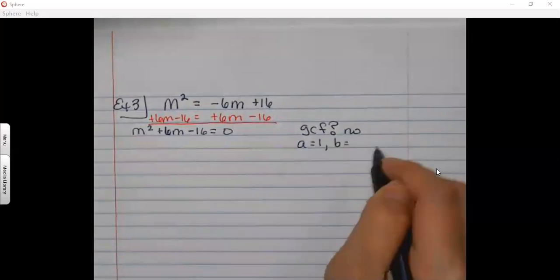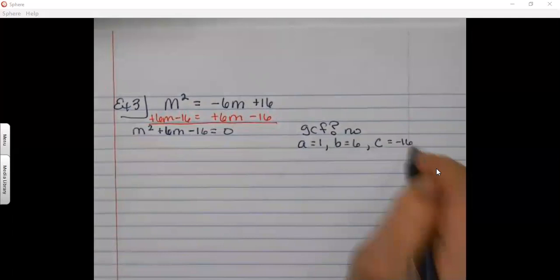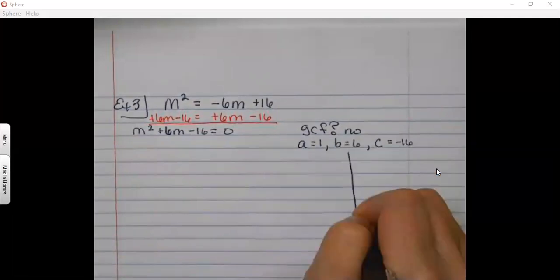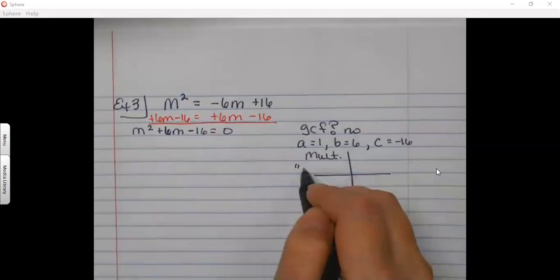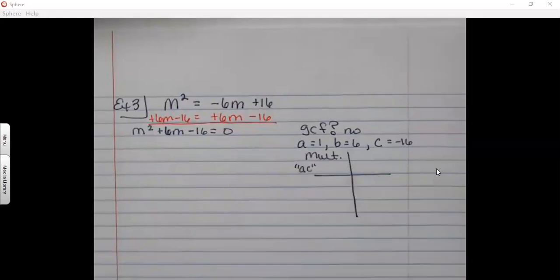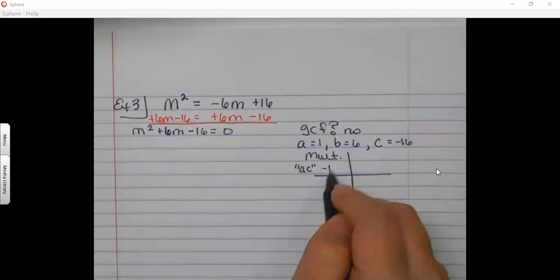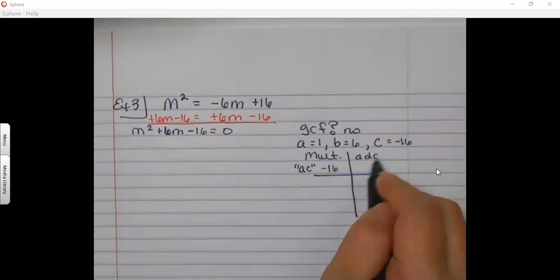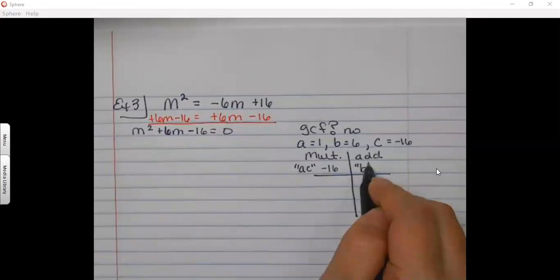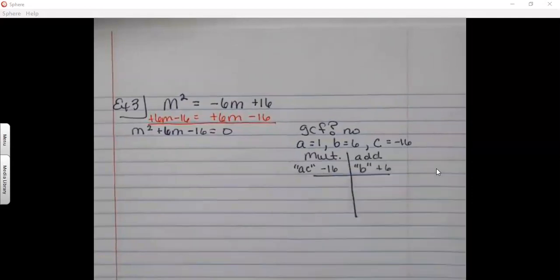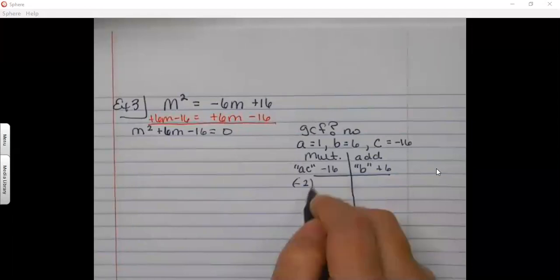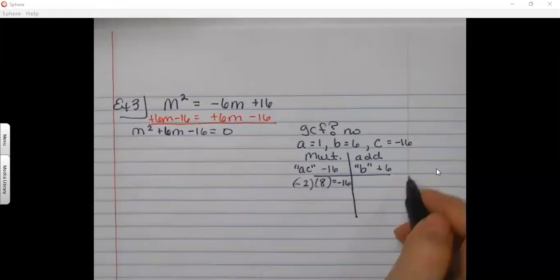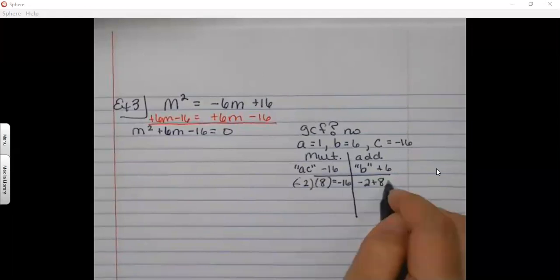All right, so in yellow T-chart, we want 2 numbers that multiply together to give us A times C. And in this case, A times C is -16. And we want them to add together to give us B, which is a +6. Any ideas? 2 numbers that multiply together to get -16 and add to get +6. -2 and +8, okay? -2 times +8 is -16. And -2 plus 8 is 6. That works.